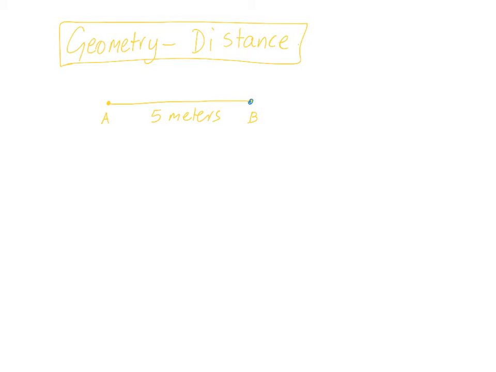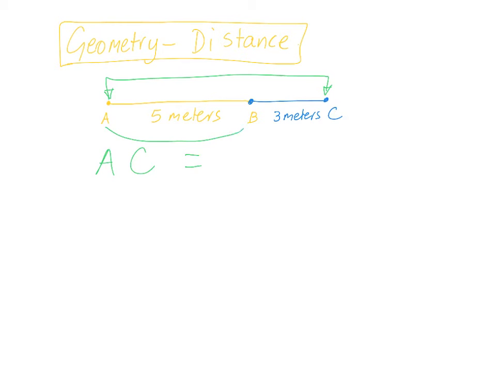And then from B to C, it's 3 meters away. Now, if we want the length of A to B to C, so basically the length from A to C, we can do this. AC is equal to the length AB plus the length BC. And we put in the numerical values, we'll get 5 plus 3, which gives us 8 meters.